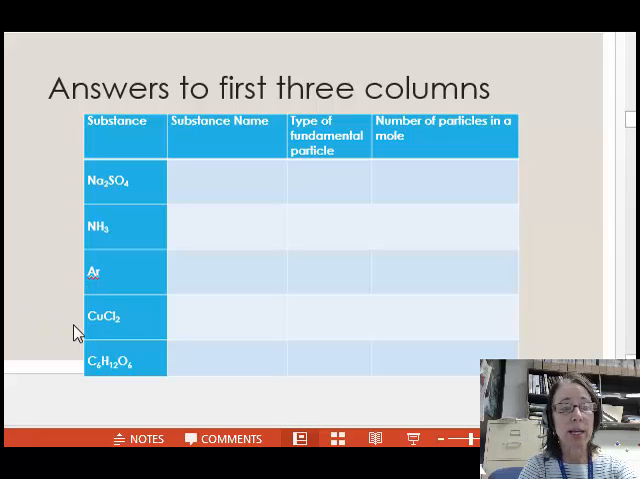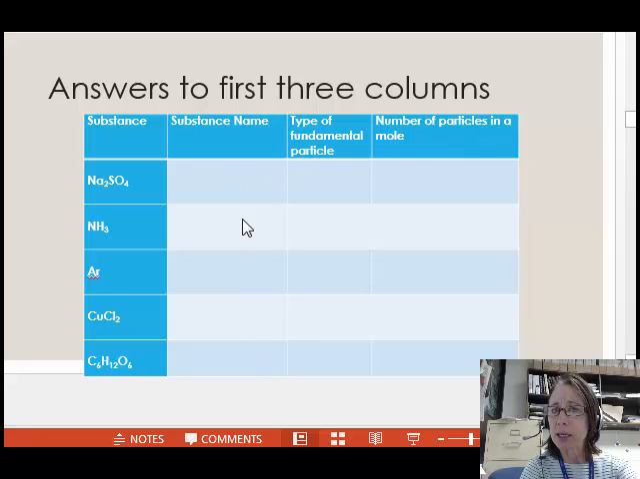The next row has CuCl₂, or copper 2 chloride. And the last row has C₆H₁₂O₆, or glucose. The next 3 columns are blank, and the headings state substance name, type of fundamental particle, and the last column is number of particles in a mole.